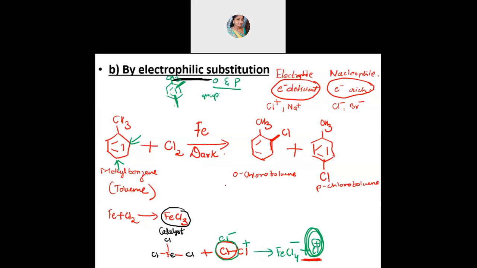You can write even the IUPAC name. If you're writing the IUPAC name, then the first position will go for chlorine and the second position for methyl. Again here, first here, second, third, and then fourth. So it will be 1 chloro, 2 methyl benzene. The next one will be 1 chloro, 4 methyl benzene.